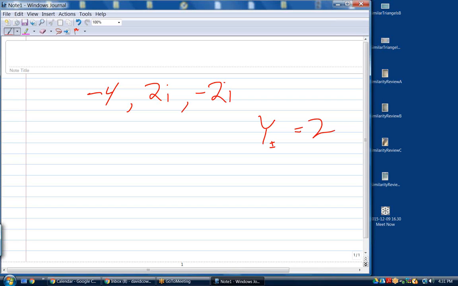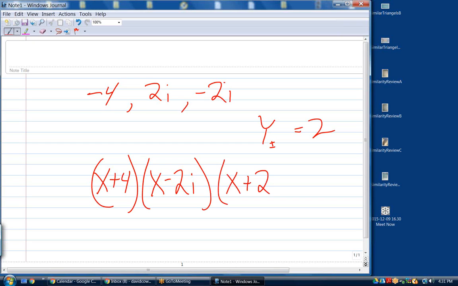What are the three factors of this polynomial? x plus 4, x minus 2i, x plus 2i. And there is some constant, a. So my polynomial is going to be that. And we're going to figure out a by figuring out what value of a will produce a y-intercept of 2.